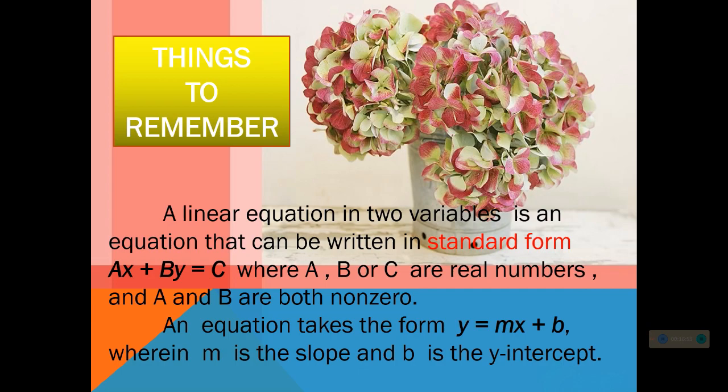I hope you got it because you have here the things to remember. You have to recall that a linear equation in two variables is an equation that can be written in the standard form. As I have said, the standard form is ax plus by equals c, where a, b, and c are real numbers and a and b are both non-zero. And then, an equation takes the form y equals mx plus b, or the slope-intercept form, wherein m is the slope and b is the y-intercept.